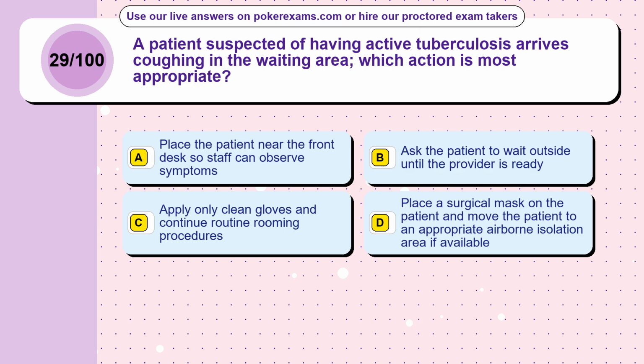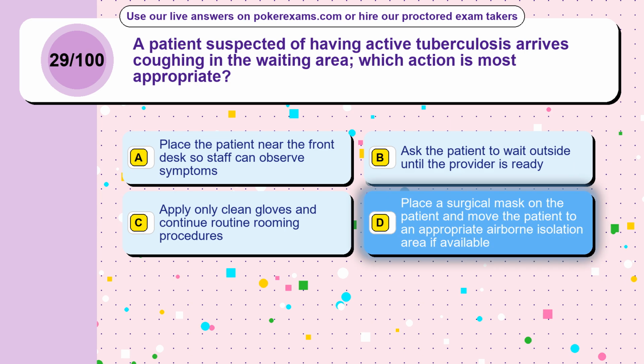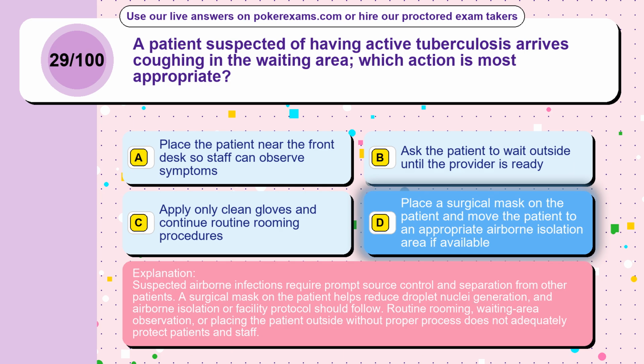available. The correct answer is option D. Place a surgical mask on the patient and move the patient to an appropriate airborne isolation area if available. Suspected airborne infections require prompt source control and separation from other patients. A surgical mask on the patient helps reduce droplet nuclei generation, and airborne isolation or facility protocol should follow. Routine rooming, waiting area observation, or placing the patient outside without proper process does not adequately protect patients and staff.